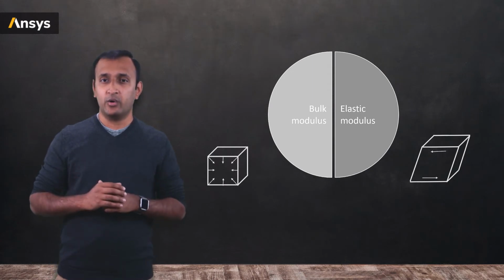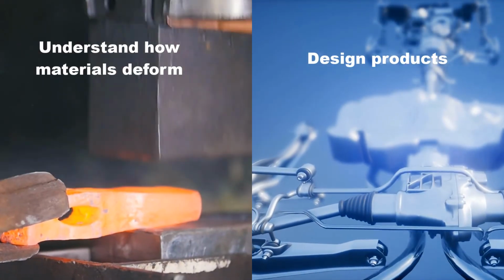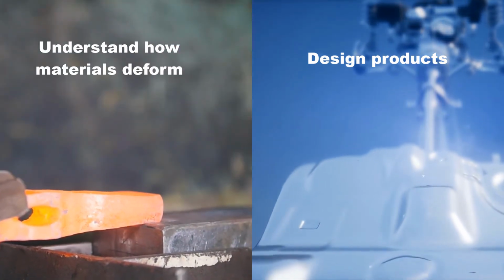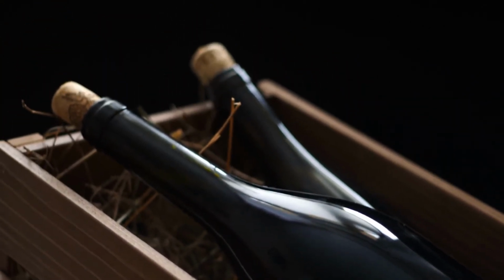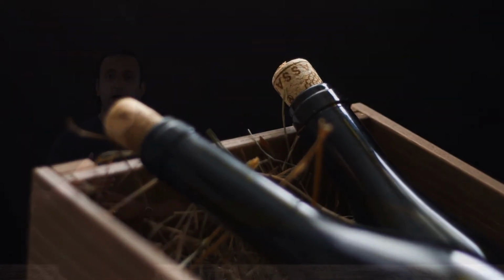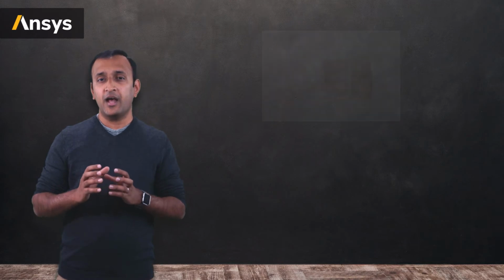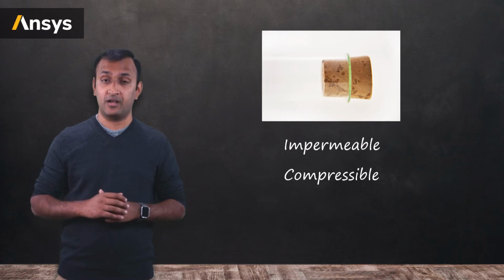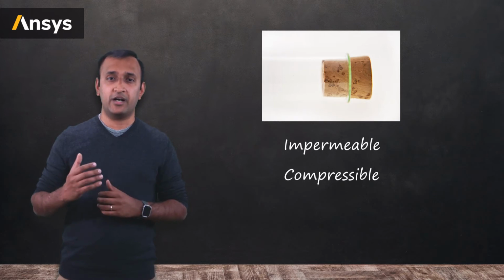But why is it important to know what each of these strains mean? Well, for one thing, it helps us understand how materials deform, and for another, we can use this information in designing various products. Let's, for instance, look at the bottling of beverages such as wine and champagne. They usually have a wine stopper made of cork material to stop the beverage from leaking out of the bottle. Cork is a special type of wood which is both impermeable and compressible, which means that it does not absorb any liquids and it can change its volume when it undergoes deformation.